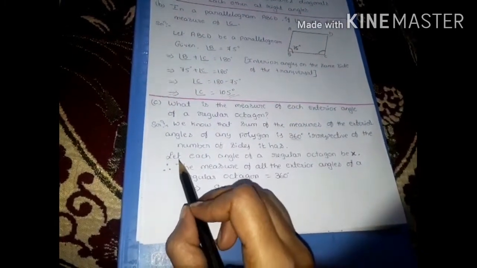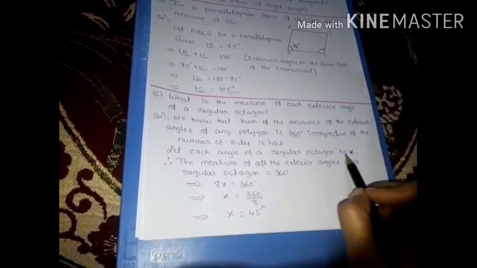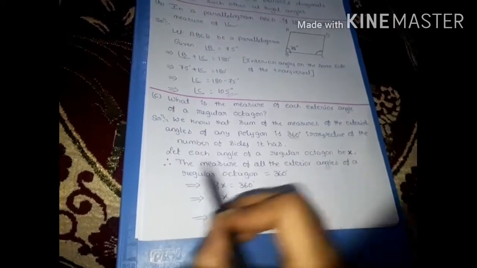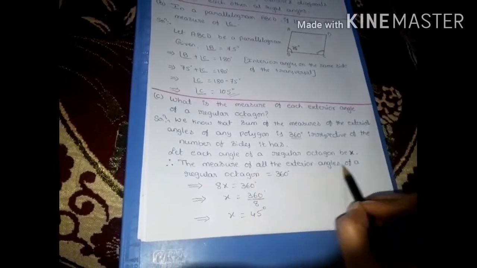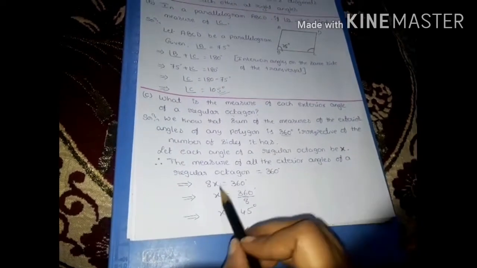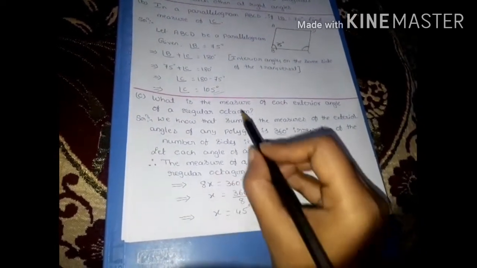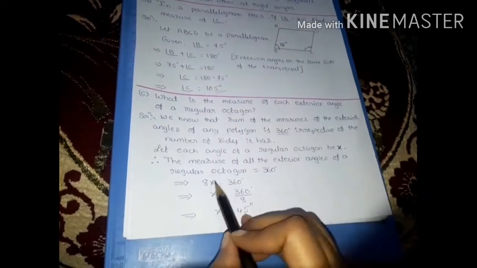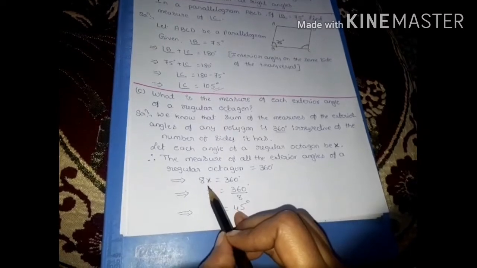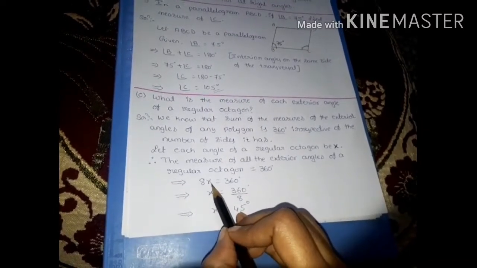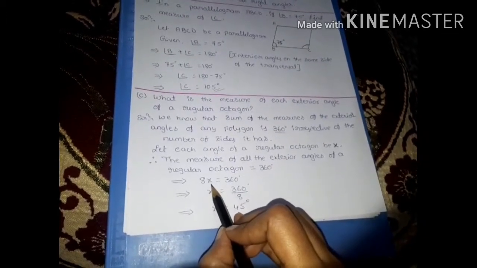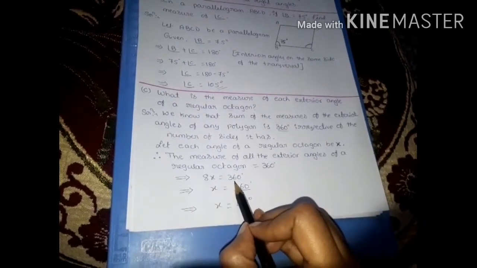Here you have to write: let each angle of a regular octagon be x, because we have to find each angle, that you consider as x. Therefore, the measure of all the exterior angles of a regular octagon is equal to 360 degrees. We know this rule. How many sides are there in an octagon? 8. 8 into x will give the sum of exterior angles in an octagon. 8 into x, because 8 is the number of sides in an octagon. Each angle we considered as x. 8 into x equals 360 degrees.